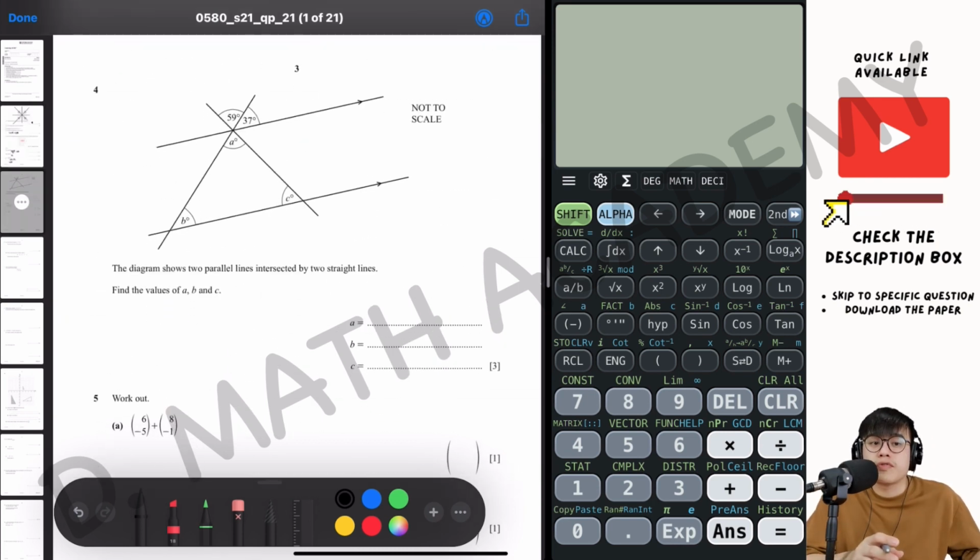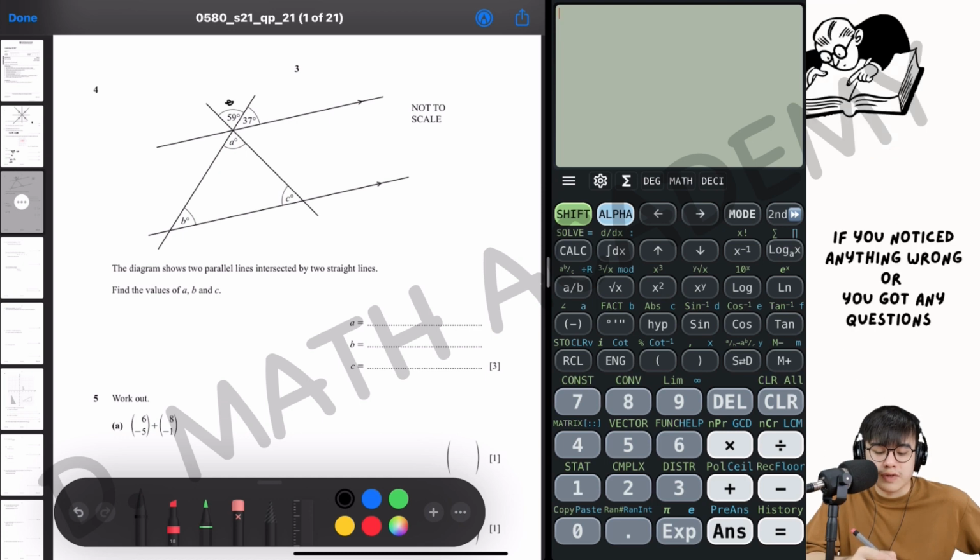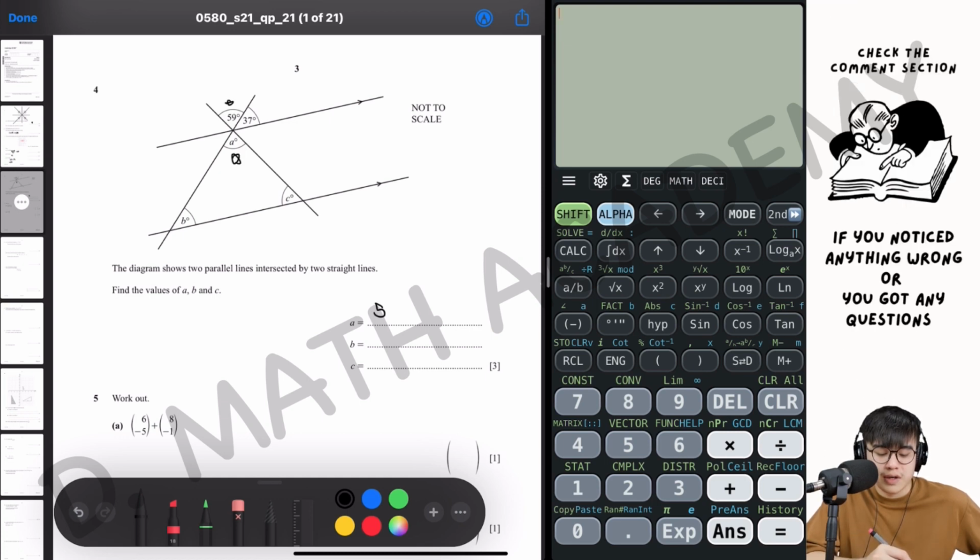Moving on to question 4, they were asking for the values of A, B and C. For A, there's no calculation needed because it's just vertically opposite of this 59 here. So the answer will be 59. The next one, B, is actually 37. This is what we call the corresponding angle, if I'm not mistaken about the term for it. The 37 from the top will be transferred to the bottom.